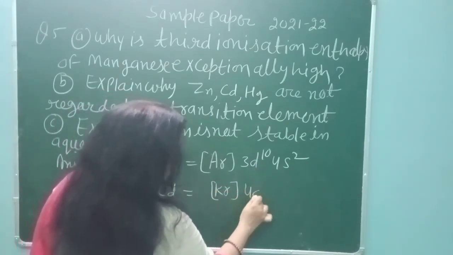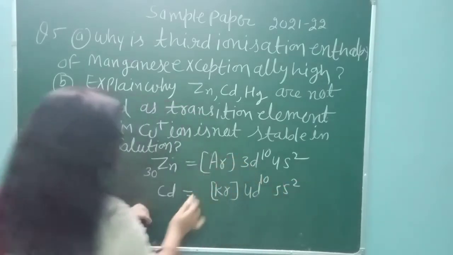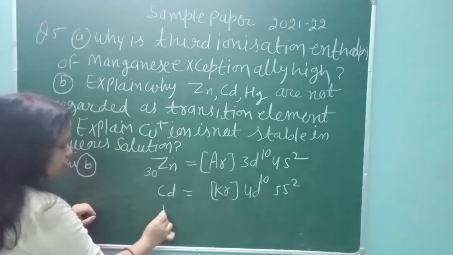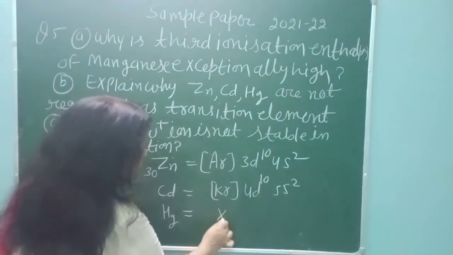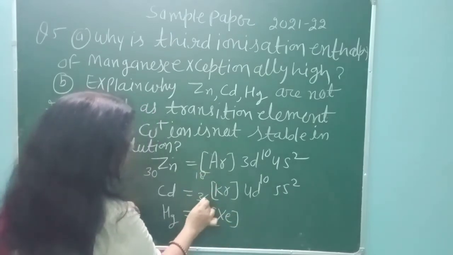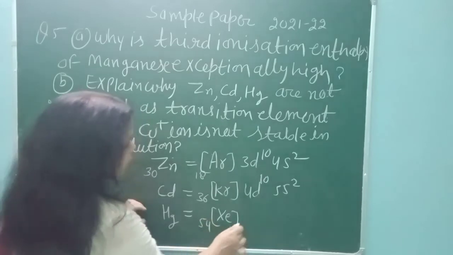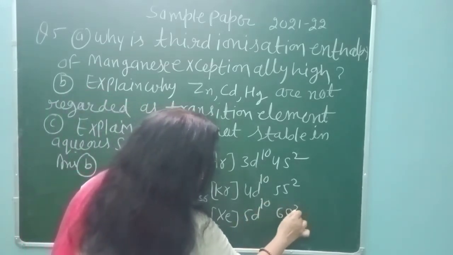After 3d, what will you write? 4d10 5s2, very easy. Then after zinc, cadmium, Hg. How will you write Hg? Argon, krypton, then xenon. Argon is 18, krypton is 36, xenon is 54, 5d10 and 6s2.